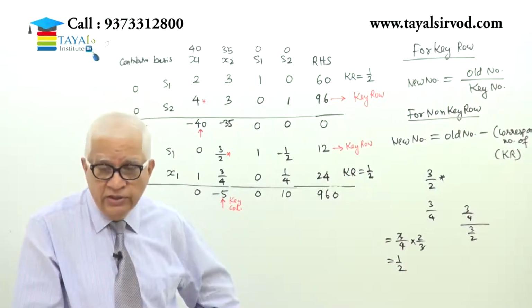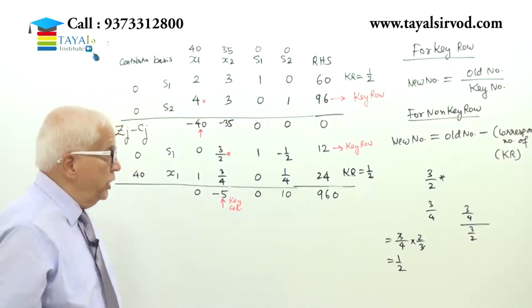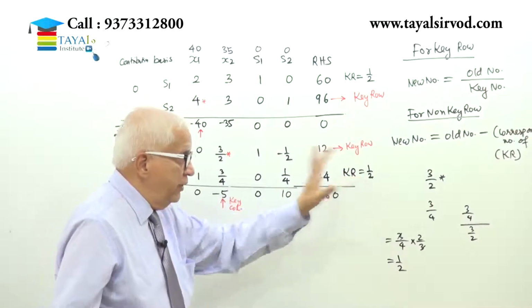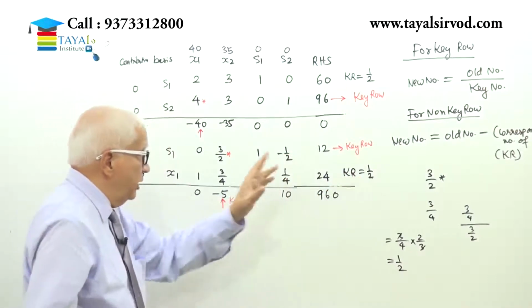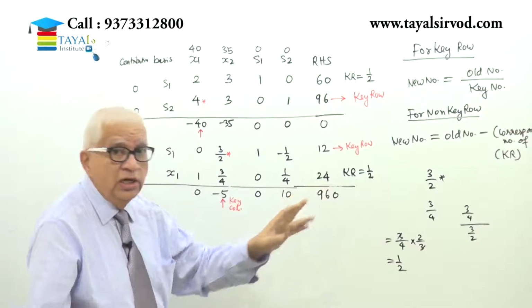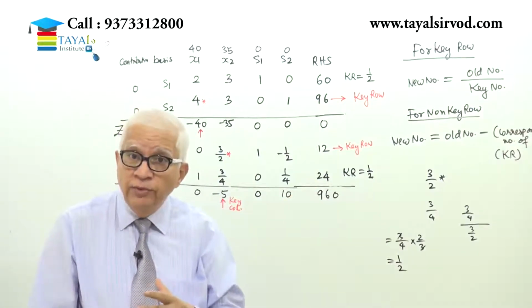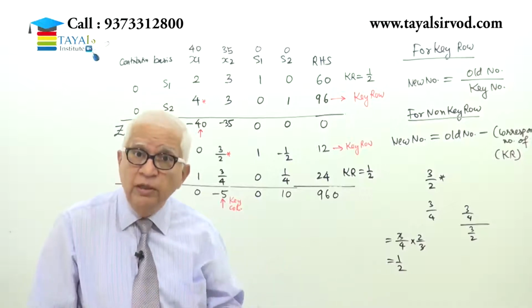Something higher than 960. And have we calculated key ratio? Yes. Have we identified key row? We have identified key ratio. We have identified key column, key row, key number and key ratio. Having done this, we are now ready for going from the present table to the next table.